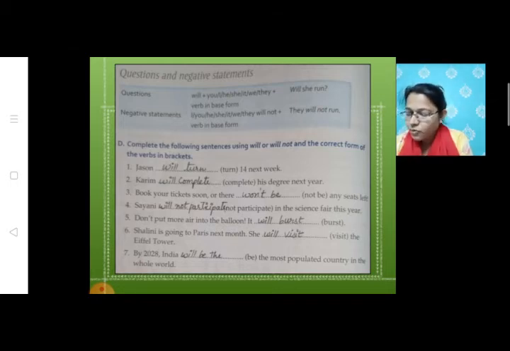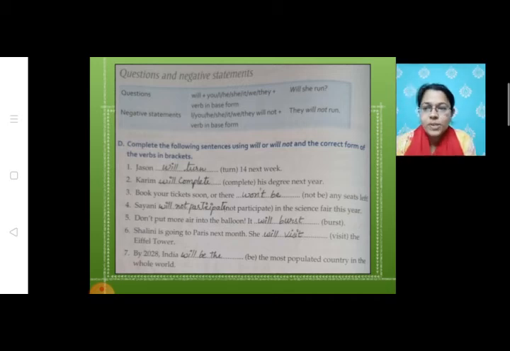Let's see the fourth one. Sayani ___ not participate in the science fair this year. Now if you see the bracket, they have written not participate. That means we have to make a negative sentence adding will. So you will write: Sayani will not participate in the science fair this year. Instead of will not, you can write won't.